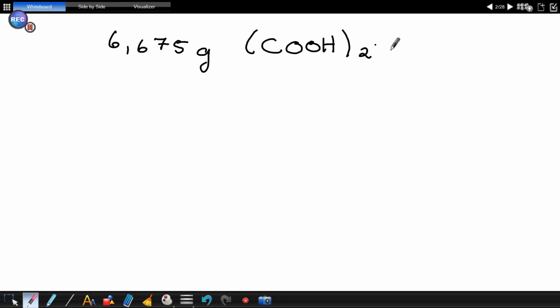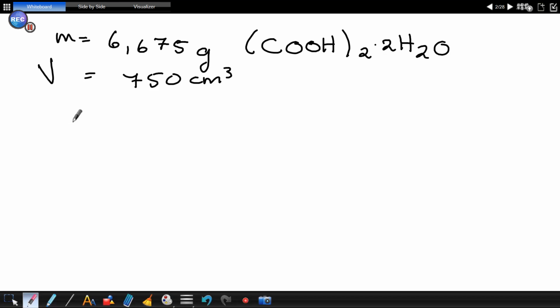So this question says, 6,675 grams of oxalic acid is dissolved in water to make a solution with a volume of 750 cubic centimeters. So this is the volume of the solution. That is the mass of the oxalic acid.